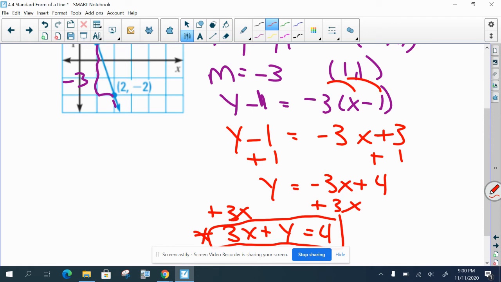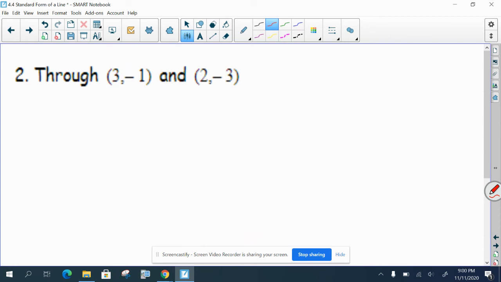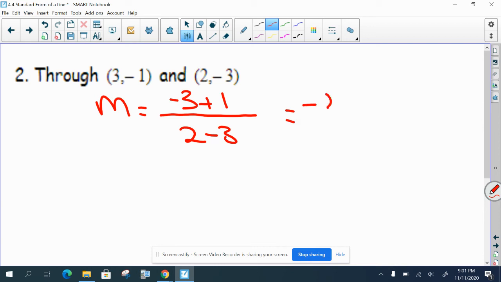All right, let's try this next one. So here we're writing the equation still in standard form that goes through these 2 points. The first thing you'd want to do is to find the slope. Some people say when in doubt, figure it out, but I say when in doubt, find the slope. You're given 2 points. So let's do -3 plus 1, and then 2 minus 3. Now careful with your negatives. This would be -2 over -1, which reduces to +2. So your slope is 2.